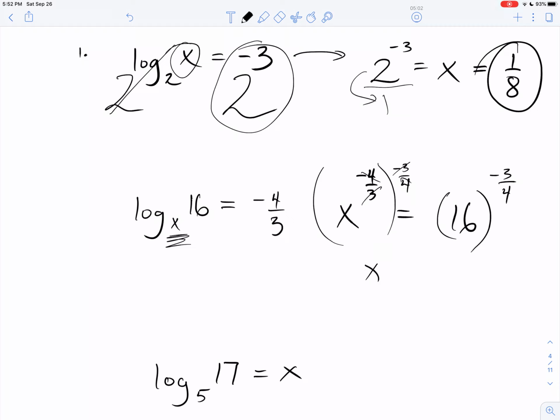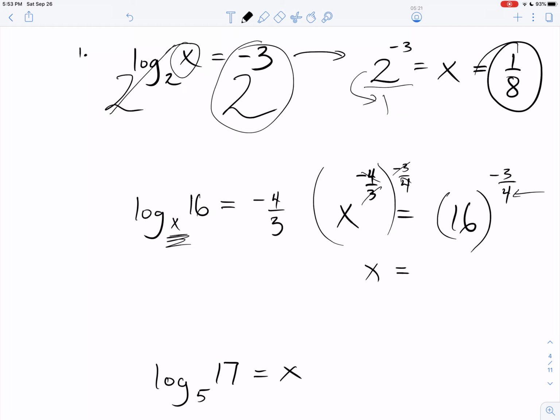Whoops, I took away too much. Equals, now once again, 16 to the negative 3/4. Oh my gosh, I made up another example that gives me 1/8 as an answer. I didn't mean to do that, but it is. Remember, this is a root. What times itself 4 times is 16?